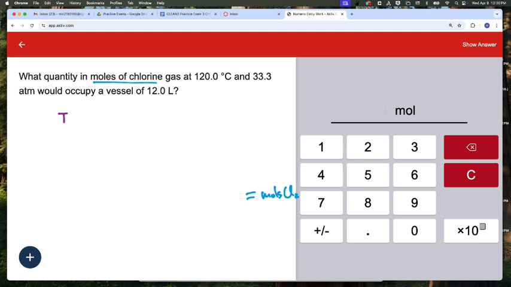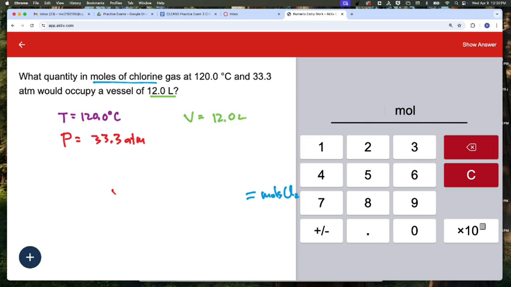Gas, I have a temperature of 120.0 degrees Celsius. I have 33 ATM. What does ATM stand for? Atmospheres, which represents pressure. And I have a vessel of 12.0 liters. What is liters a measure of? Volume. Okay, so my volume equals 12.0 liters.